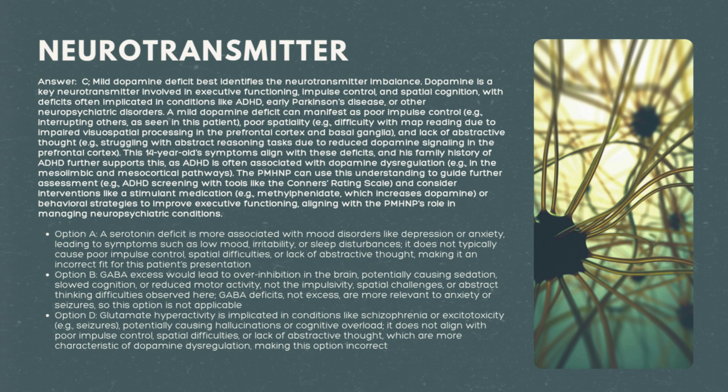Option B, GABA excess, this would cause overinhibition, and that's going to lead to sedation, slow cognition, and reduced motor activity, opposite to the patient's restlessness and impulsivity. GABA deficits are linked to anxiety and seizures, not relevant here. So his hyperactive and impulsive behaviors definitely contradict the inhibitory effects that we're seeing from the GABA excess.